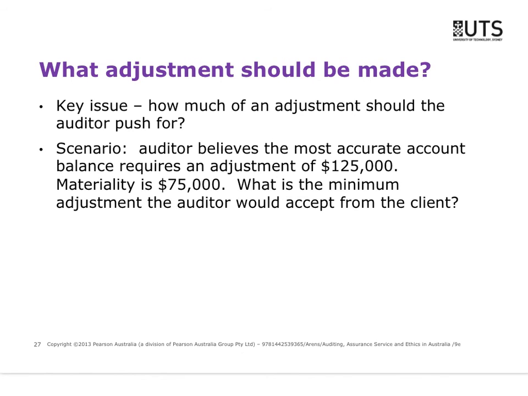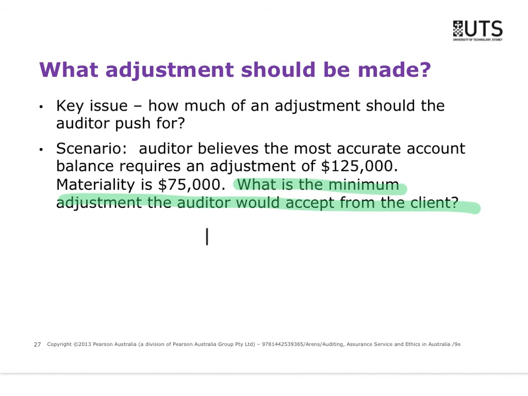So what adjustments should be made? And the key issue, how much should the audit adjustment the auditor push for? So let's hear a scenario. We believe that the most accurate balance requires an adjustment of $125,000. If materiality is $75,000, what's the minimum adjustment the auditor would accept? What number do we think? 75? 50? All right.